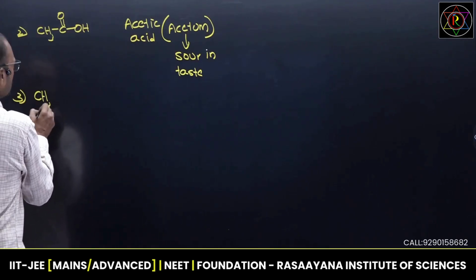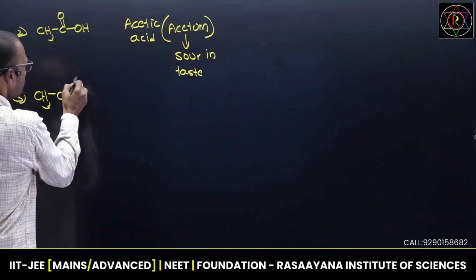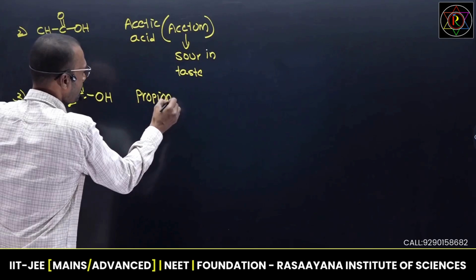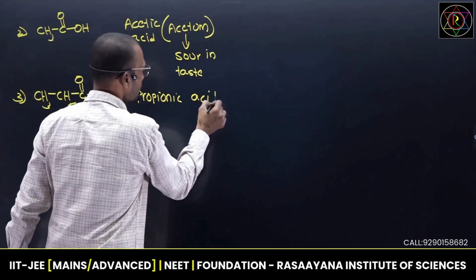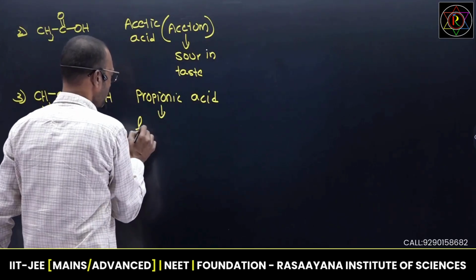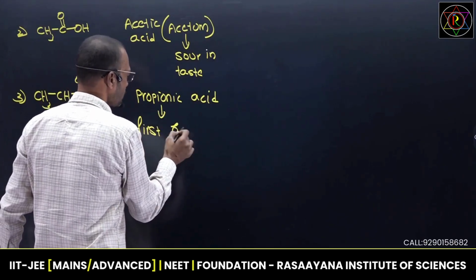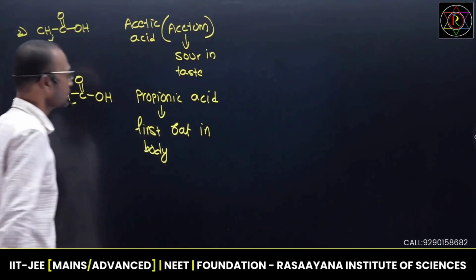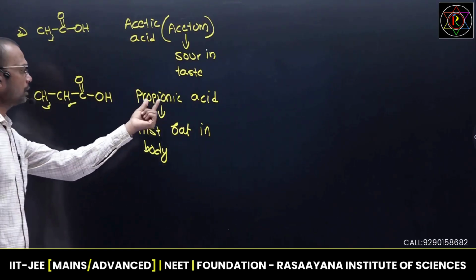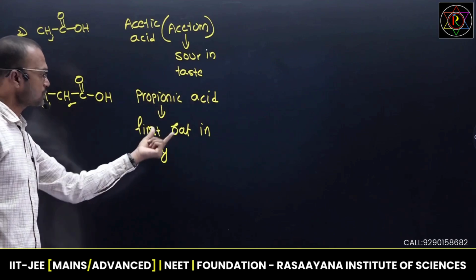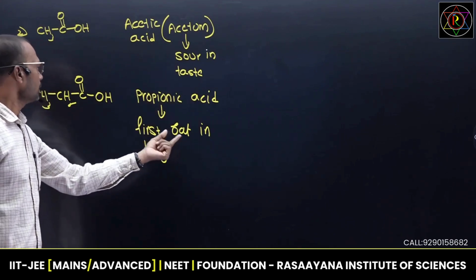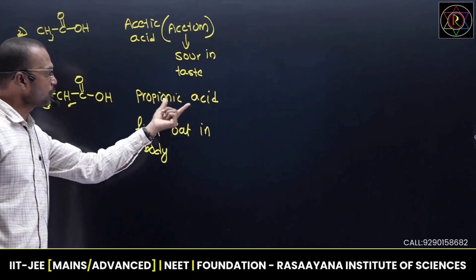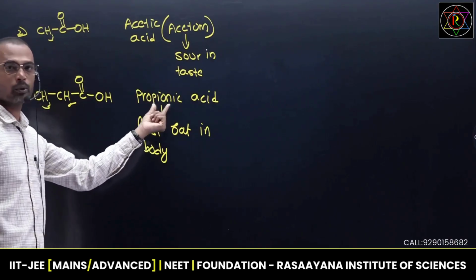Next, go for the 3-carbon carboxylic acid. This is called propionic acid. Propionic acid is generally known as the first fat in the body. The first fat in the body is nothing but propio. That propio indicates propionic acid. So the first fat in a newly born baby, from that the name is derived. That propio is added here. That's why it is called propionic acid.